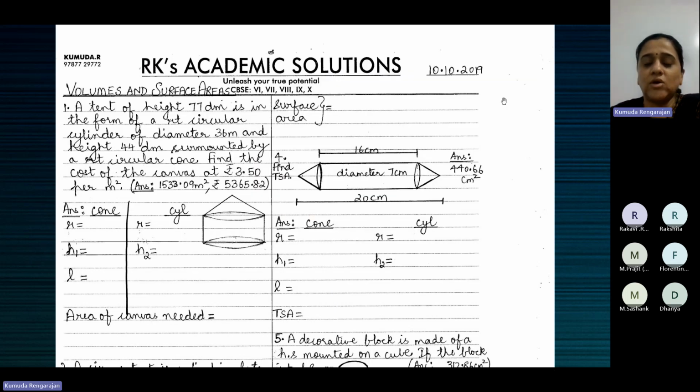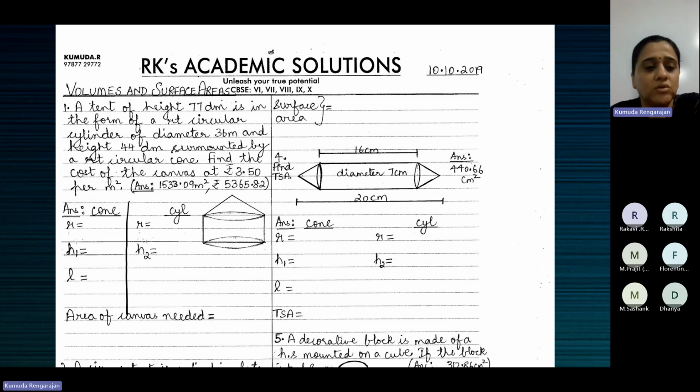Anyone online, tell me the radius of the cone and the cylinder. 18 meters. Is the radius of the cone and the cylinder the same? Yes, because it's surmounted. If nothing is mentioned, they are the same. If they are not the same, it will be mentioned, and the radius will be given different for the cone and the cylinder.